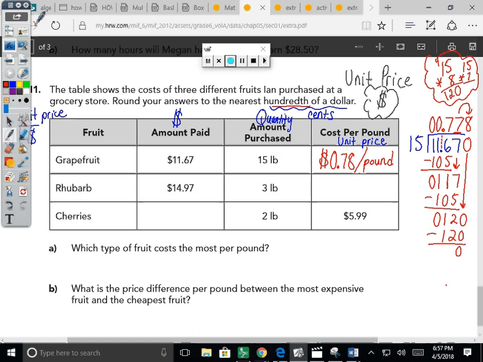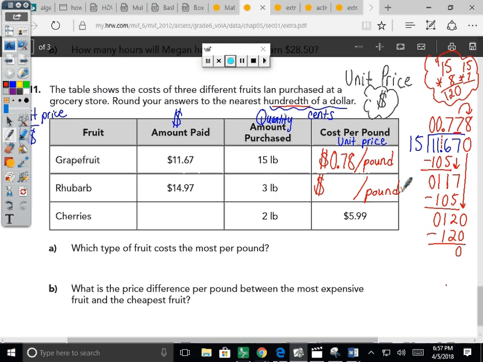So if you look here, in a minute, you're going to have to put the money, $14.97, in for your dividend, and your 3 out for your divisor, and divide it all about. You're going to get some money answer, and it's going to have to be per pound. I think you can handle that piece on your own.